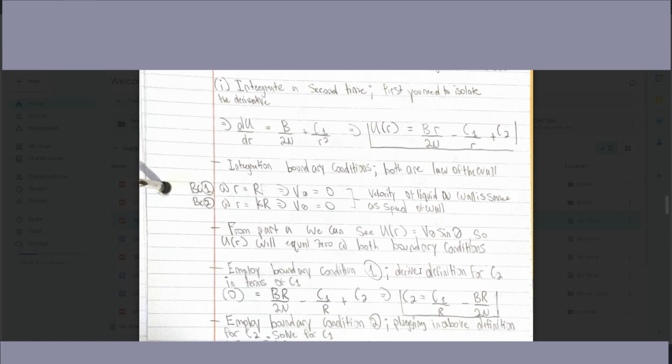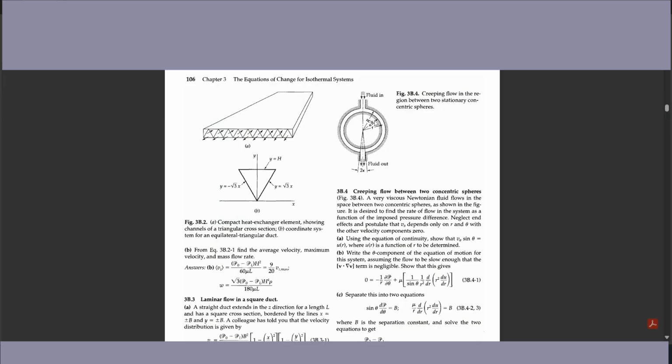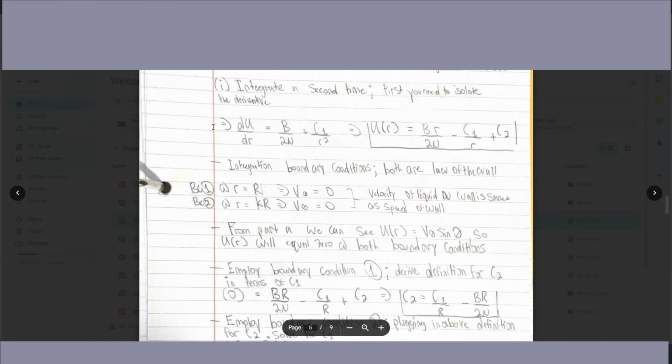So the integration boundary conditions are both law of the wall boundary conditions. At r equals big R, V theta equals 0. At r equals kR, V theta equals 0 as well. So that's back to this here. r equals kR, it's the law of the wall. It's moving at the same speed as the sphere, so the sphere is not moving, so its velocity is 0. At r equals big R, again, same thing. It's at the wall. The wall's not moving, so velocity 0.